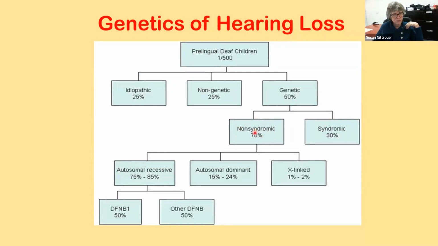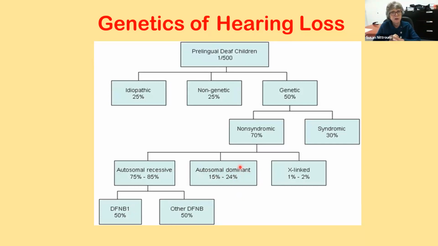Of that 70%, as you can see, a large proportion is autosomal recessive. Okay, so again, both parents need to have the same recessive gene mutation for the child to have a hearing loss. We'll come back to that in a second here. About 20% is autosomal dominant. So this is what you see in families where really everybody's deaf.